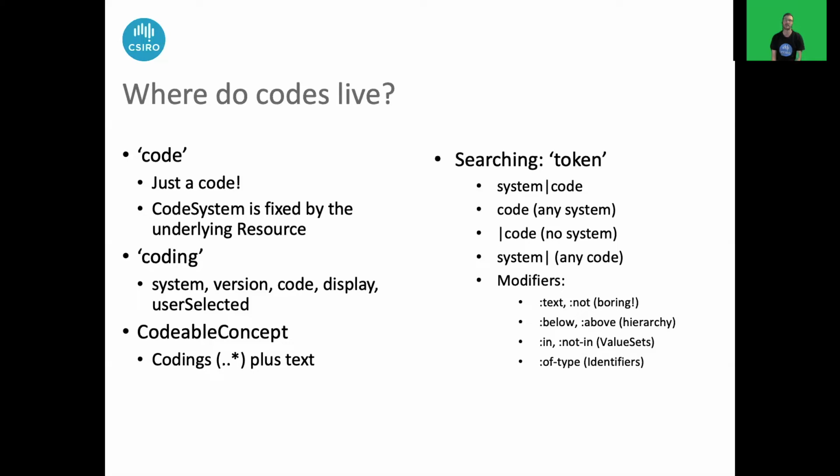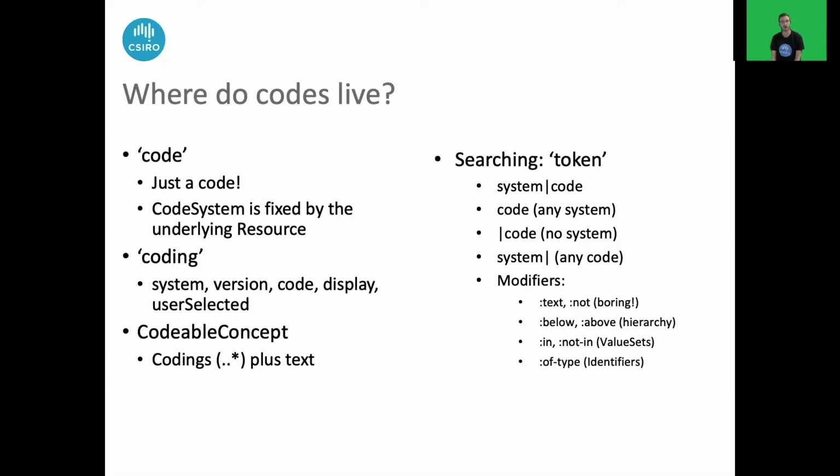So if we're looking at something like a gender element on the patient resource in FHIR, then we don't have to provide a code system URL when we're defining that gender element because it's fixed by the patient resource definition itself. The second data type is the coding data type. So with a coding data type, in addition to the code, we have to specify that code system URL.